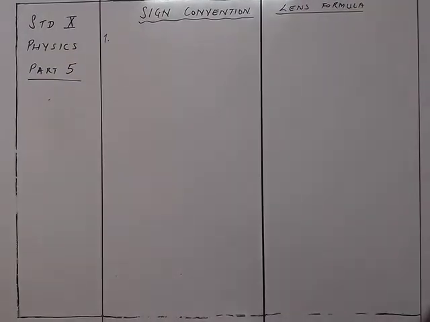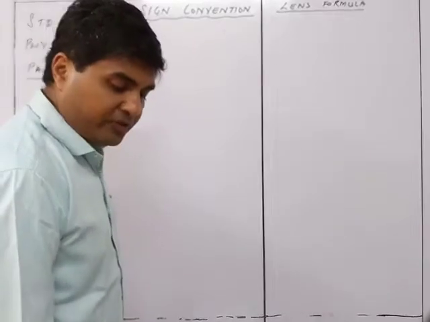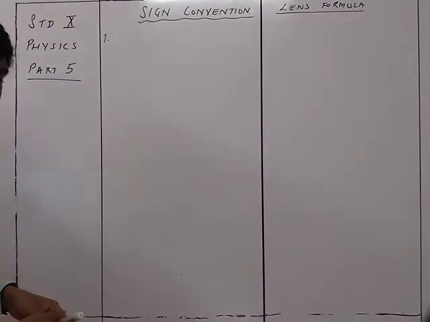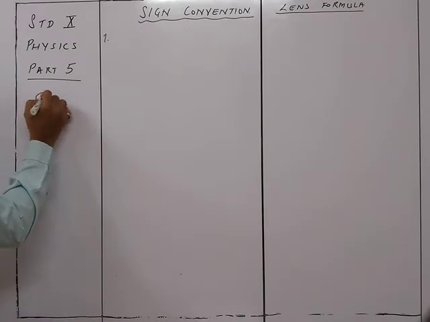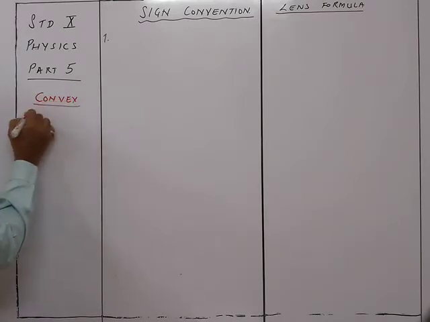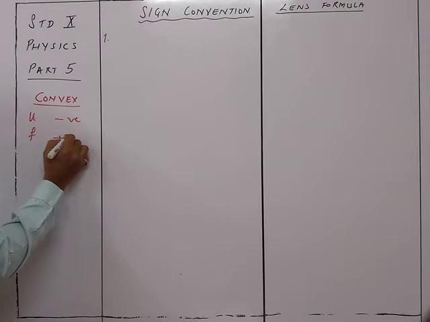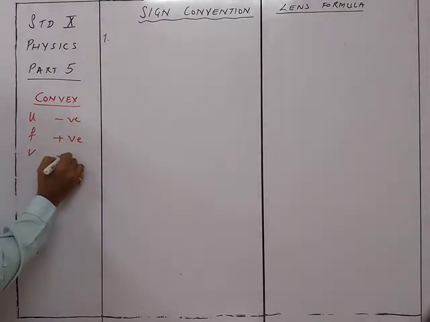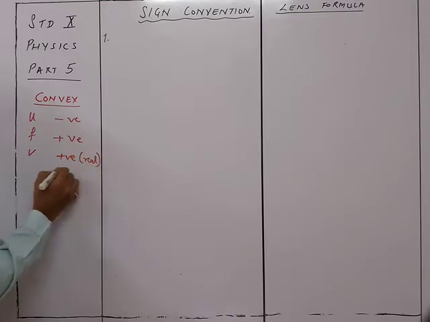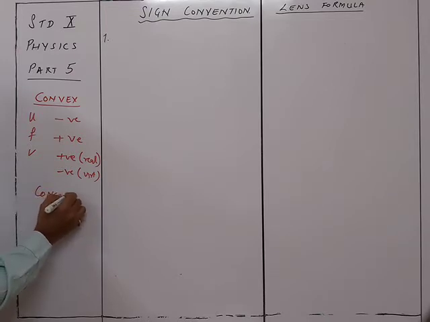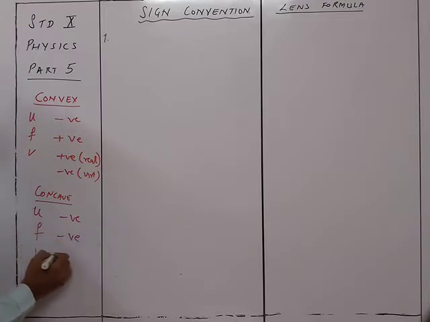So now we start with the numericals of the sign conventions, and before we start with the numericals I would better write in short over here the sign convention so that we are not making any mistakes while doing the sum. So first of all, we know that in case of convex, u is negative, f is positive, v is positive for real image and negative for virtual image. And in case of concave, we can see u is negative, f is negative, and v is also negative. So this is the sign convention you are going to use.